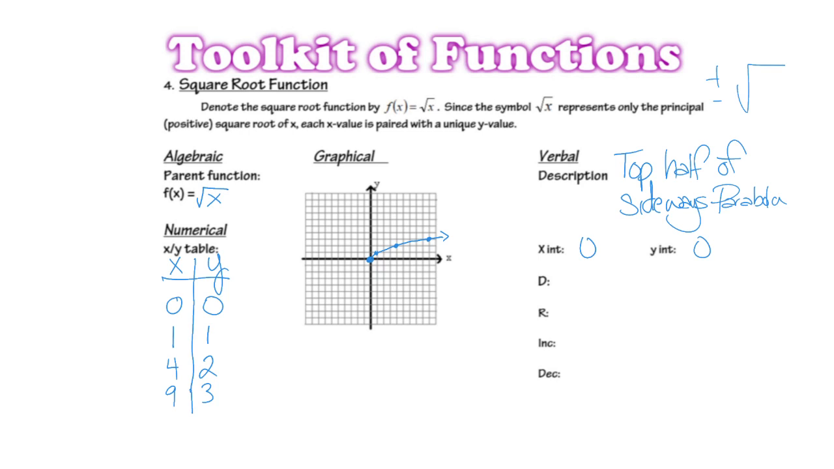All right, your domain is how far left. The farthest left it goes is 0. And it actually does hit at 0, so we're going to put a bracket to show that. And then how far right? Well, that arrow shows that it is going to keep on going.